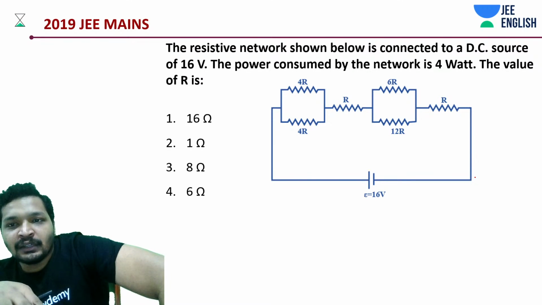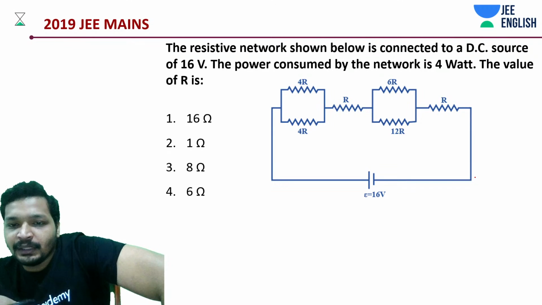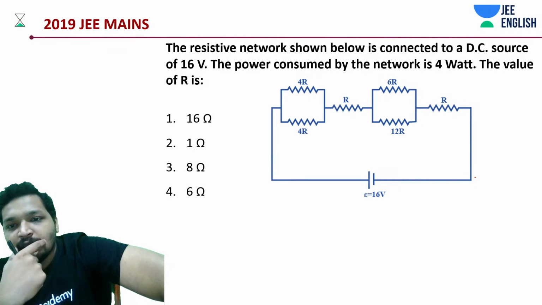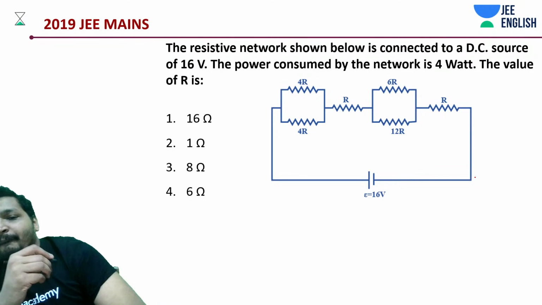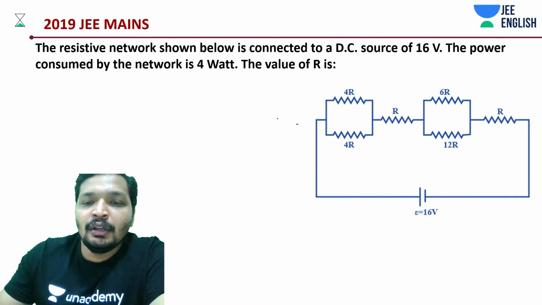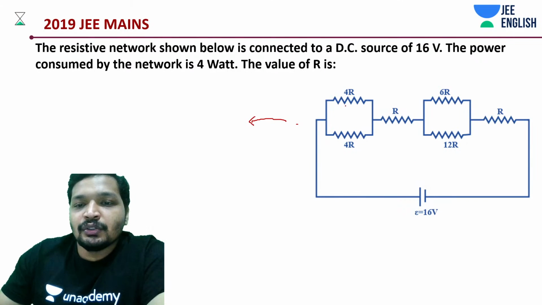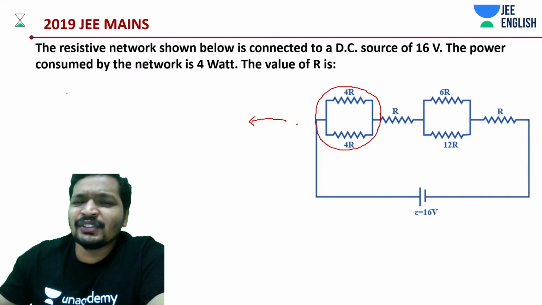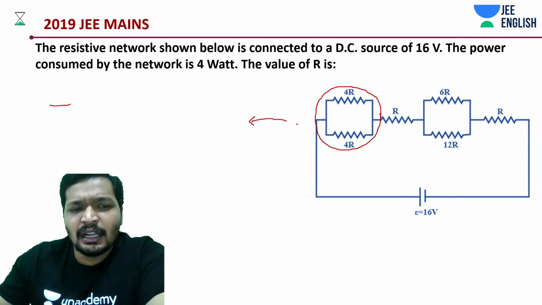To simplify this network, what is the power consumed? EMF square by, or V square by R net in this case. That's it. First of all, let's simplify this network. That's all we need to do. So what is this? 4R and 4R in parallel, so it's going to be 2R.